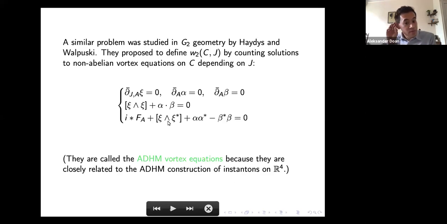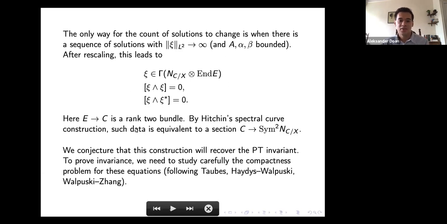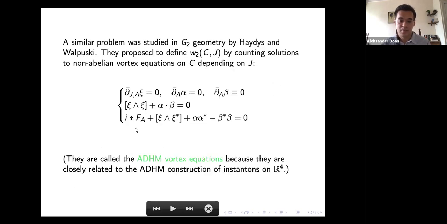So again, what do we want from these equations? We want to count solutions to them on a given C. The number of solutions we call W2, and we want this number to jump exactly when I have one of these multi-valued sections. So in the last slide, I will try to briefly explain why we should expect that to happen for these equations. As I said, it doesn't matter very much what these sections are, but essentially the only way for the count of solutions to this equation to change is when one of the sections goes to infinity. So I have sections alpha, beta, and psi.